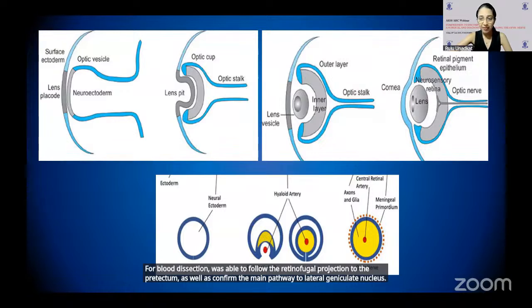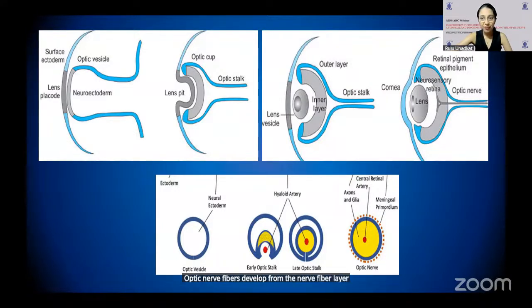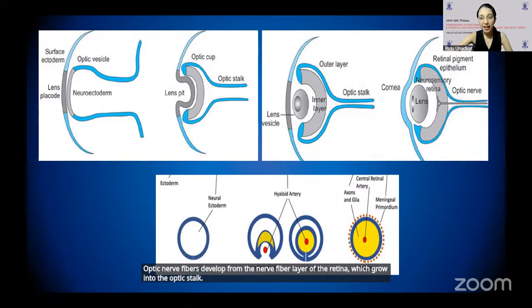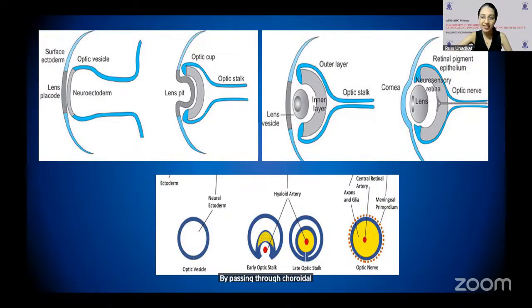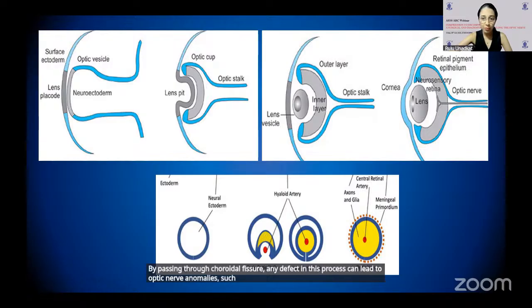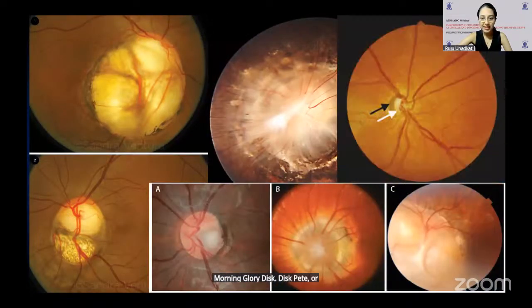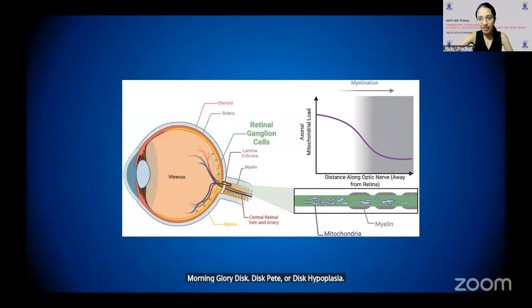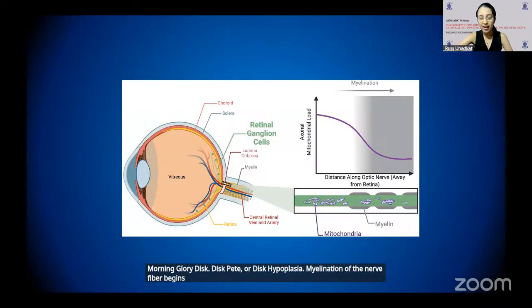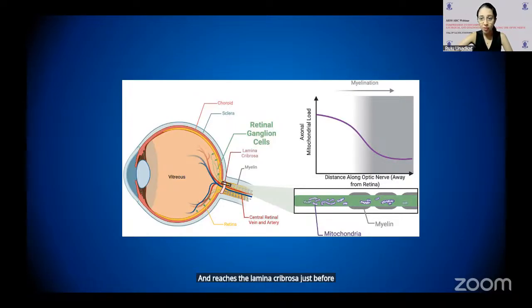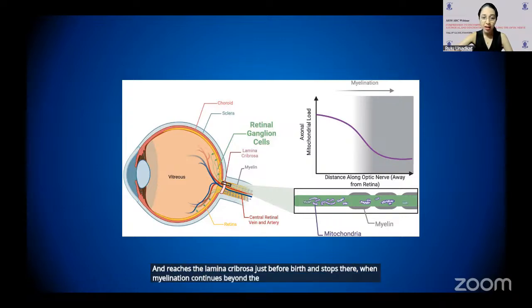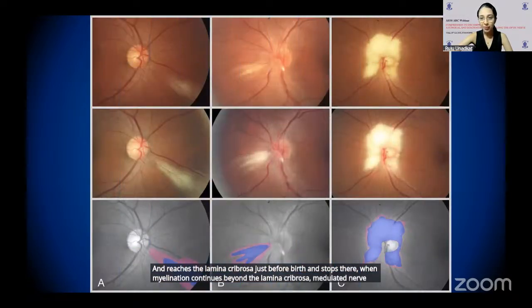Optic nerve fibers develop from the nerve fiber layer of the retina, which grow into the optic stalk by passing through the choroidal fissure. Any defect in this process can lead to optic nerve anomalies such as optic disc coloboma, morning glory disc, pit, or disc hypoplasia. Myelination of the nerve fiber begins from the chiasma at about the 7th month and reaches the lamina cribrosa just before birth and stops there. When myelination continues beyond the lamina cribrosa, a medullated nerve fiber layer is formed.